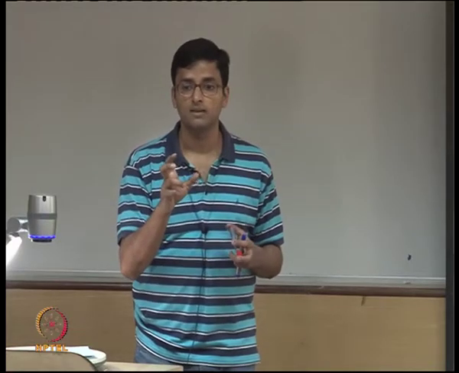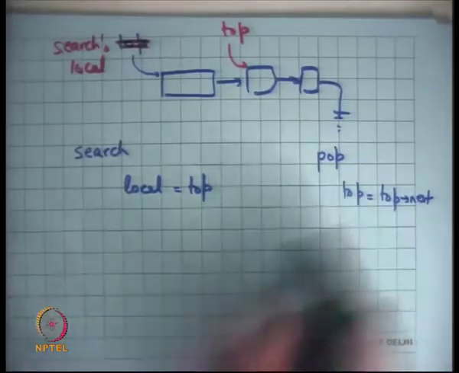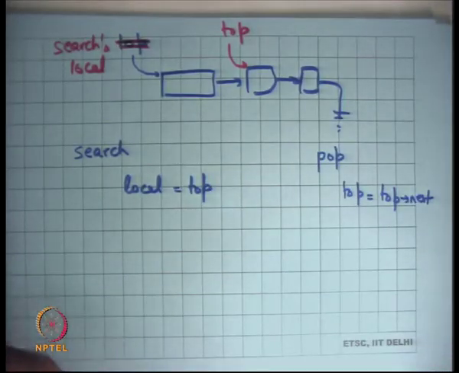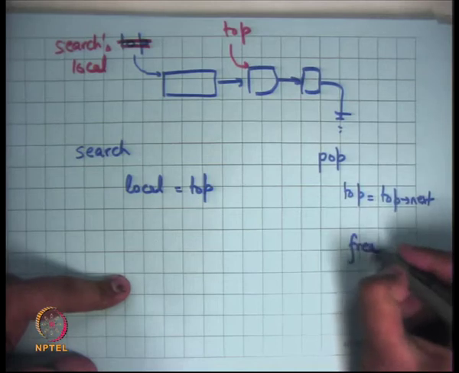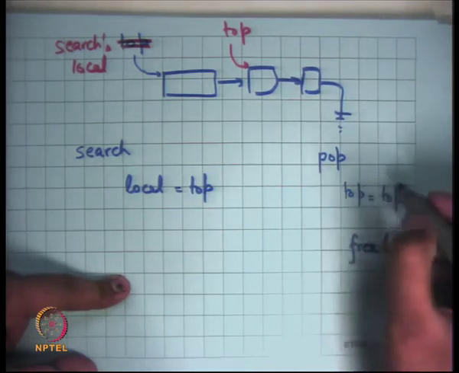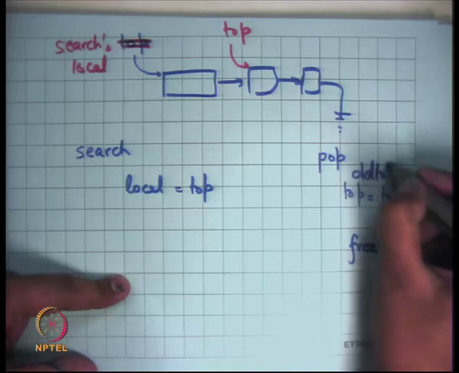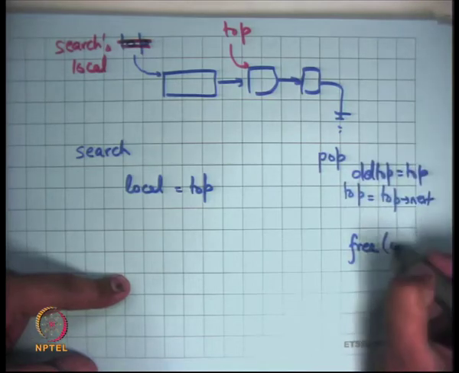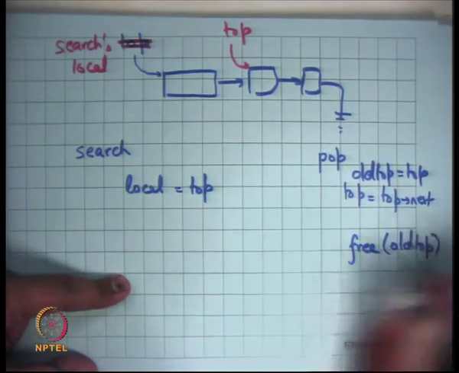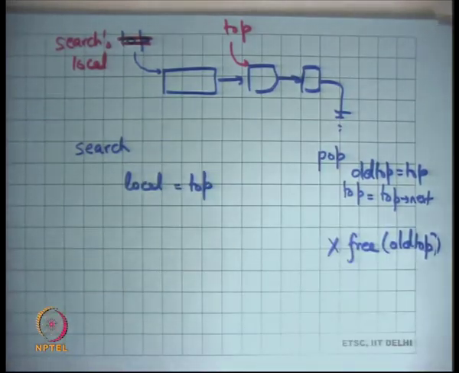Right. So after a thread has popped the first element in the stack, it will probably want to free this memory, right? So somewhere here, it will want to say free whatever the old top was. So let's say old top is equal to top, so you free old top. Now here is where the problem is, right? You cannot just free the old top anymore because you don't know whether there could be a concurrent search that's holding a reference to this old top.